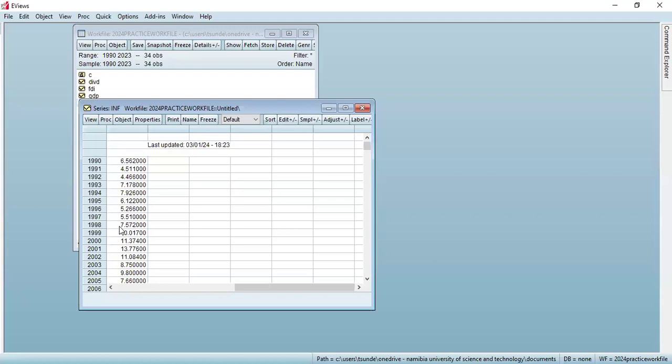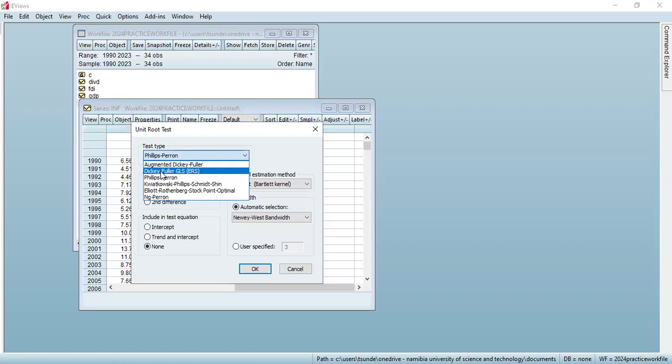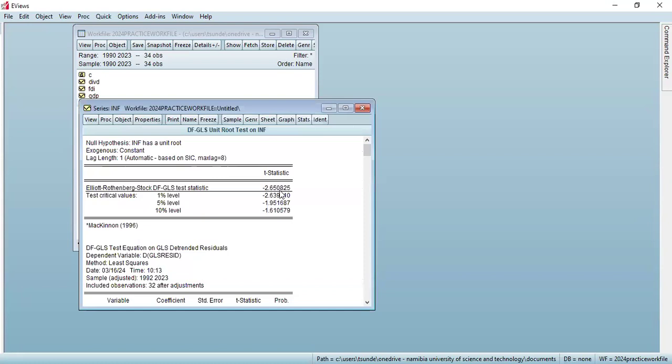Now let's try to do this test using the Dickey Fuller test. Let's start with the Dickey Fuller. We said the Dickey Fuller only has two models, intercept and trend. So I will do the test, right? Do the test. Tell me the answer. What is this telling us about inflation? I don't need to tell you the answer now. This is inflation in levels.